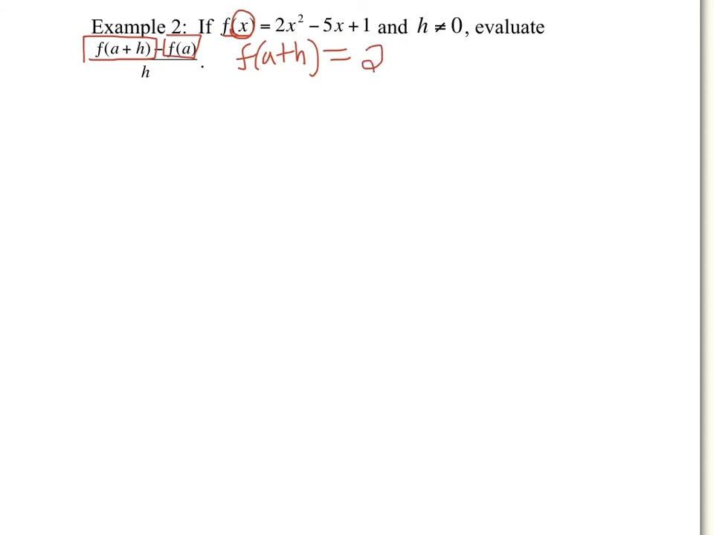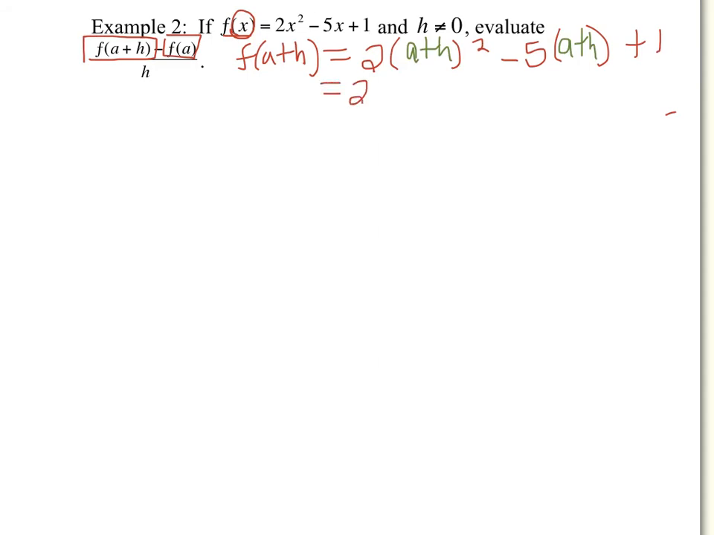So I have 2 times x squared minus 5 times x plus 1. And again, I'm going to replace those x's with a plus h. So that's how the equation changes. That's what that functional notation does for us. Alrighty, so now I need to simplify this.